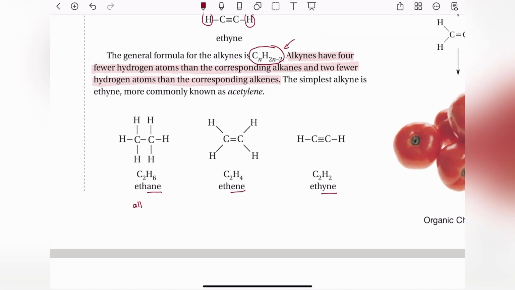This is an alkane. They have only single bonds. Alkenes here have at least one double bond, and alkynes, this one has at least one triple bond.